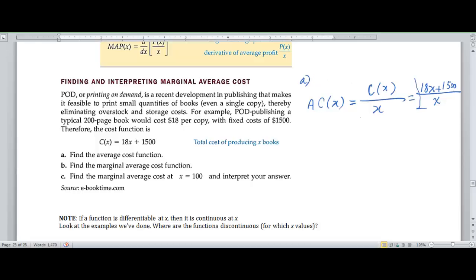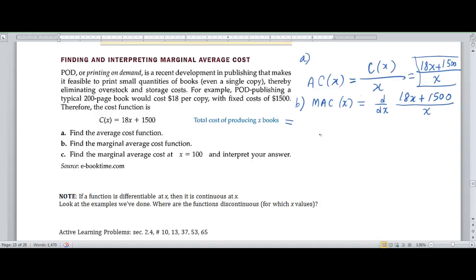Part B is find the marginal average cost function, which is the derivative of the average cost function, which is this guy up here, because it says marginal average. So that's the derivative of 18x plus 1500 over x. Okay, so it's good to write out these steps in between. That's part of showing your work.